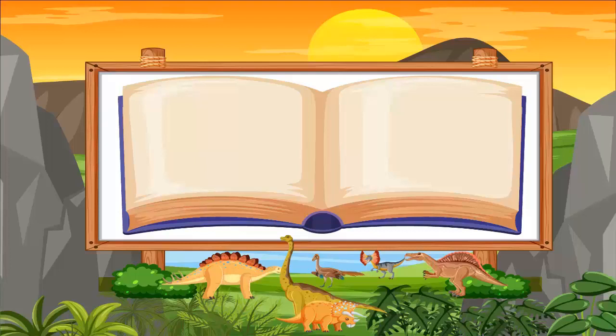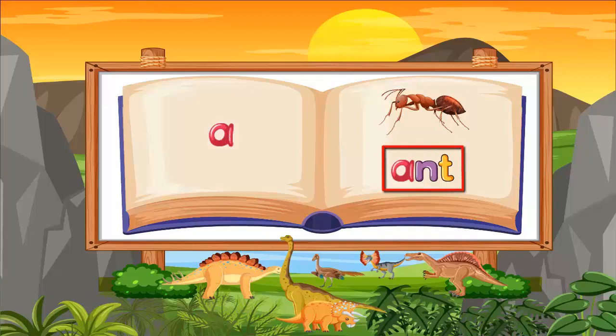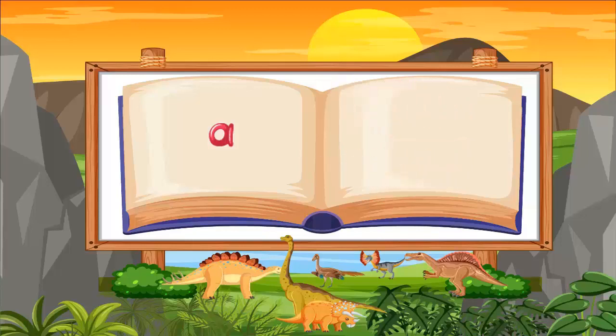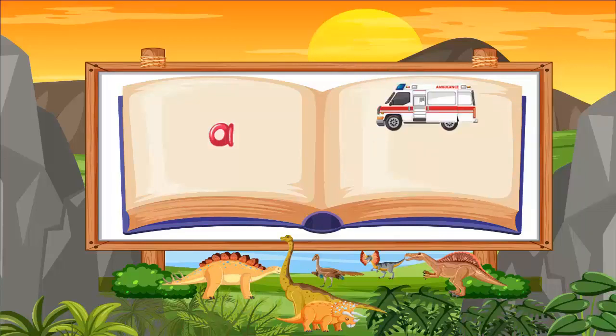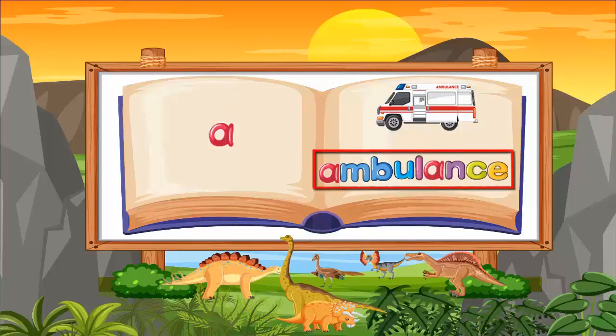Hello everyone, we are going to learn words starting with letter A. A for ant, A, N, T, ant. A for apple, A, P, P, L, E, apple. A for ambulance, A, M, B, U, L, A, N, C, E, ambulance.